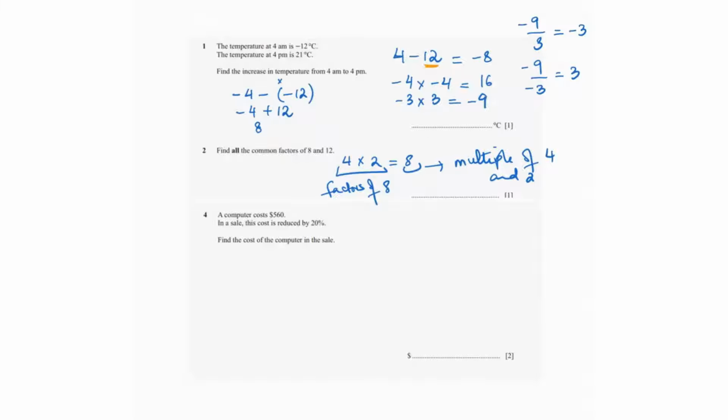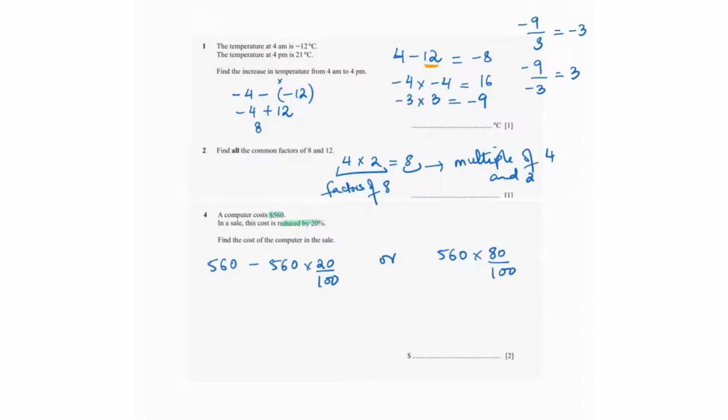Then percentages. So in this question, if you look at this, it says a computer costs $560. In a sale, this cost is reduced by 20%. So when it's a percentage reduction, that means we are subtracting that percentage from the initial value. Either you can do 560 minus 560 times 20 over 100, or you can just do 560 times 80 over 100.